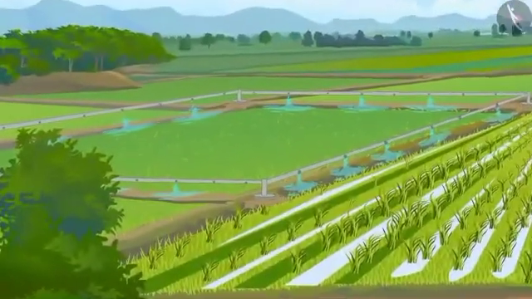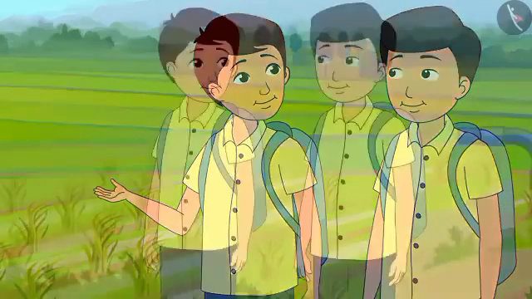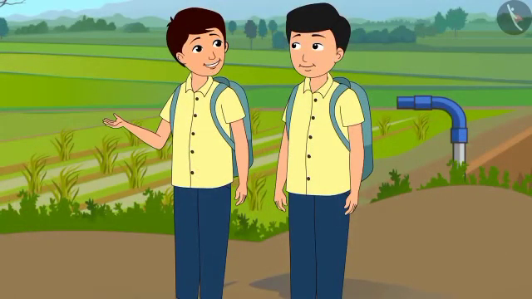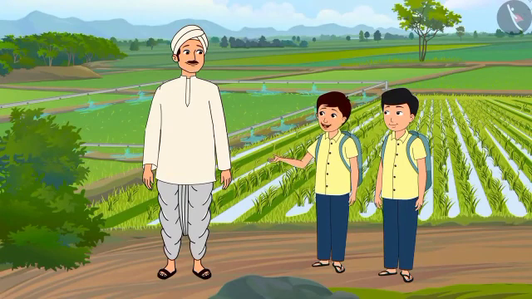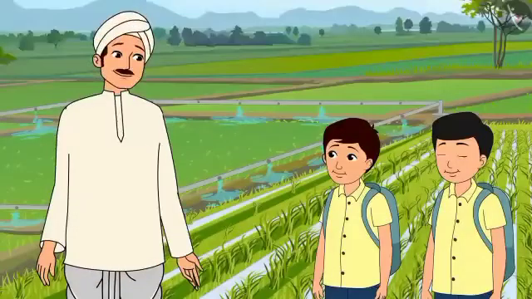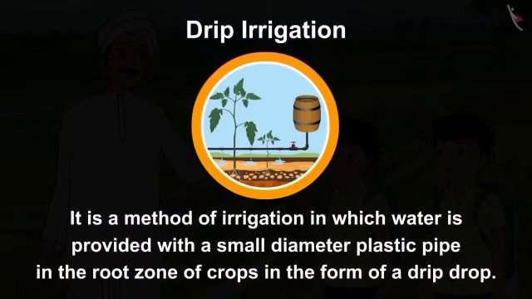Look there. Why are so many pipes connected like this? Let's see. Yes, let's go. I am very curious to know if there is a new irrigation system. Hello uncle, we wanted to ask you what is the water system through which water is going to the crop like this? Hello kid. This is called drip irrigation. It is a method of irrigation in which water is provided with a small diameter plastic pipe in the root zone of crops in the form of a drip drop.